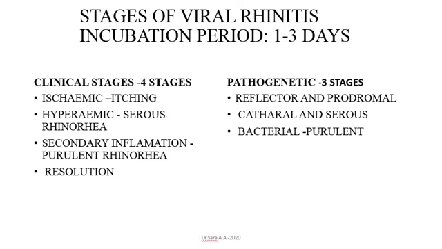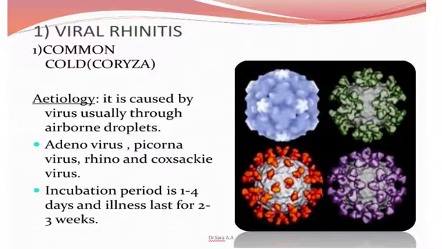The first we call the reflex or prodromal stage. The second is the catarrhal and serous stage, and the third one is the bacterial and purulent stage. The viral rhinitis, the common cold, which we call the ostraya korisa, the etiology is caused by a virus usually through airborne droplets. The adenovirus, picornavirus, rhinovirus, and today, very popular, coronavirus are also reasons for the common cold.